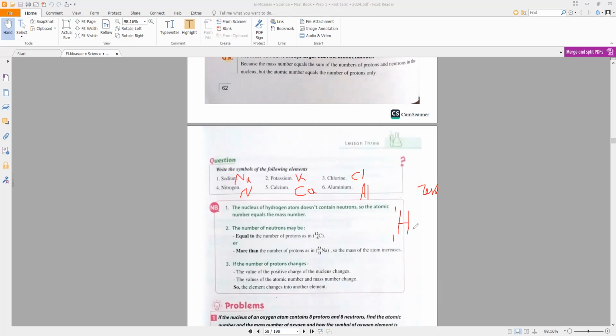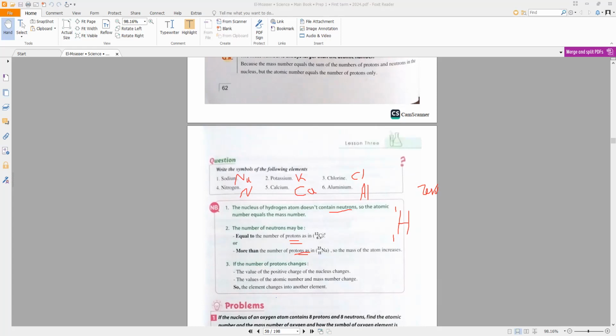Why? Because the number of neutrons inside it is 0. Hydrogen doesn't contain any neutrons. So its atomic number equals its mass number. The number of neutrons may be equal to the number of protons or larger than the number of protons.